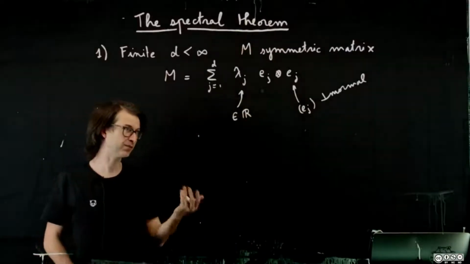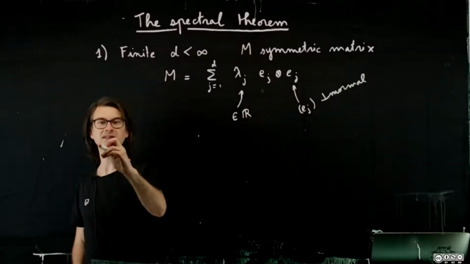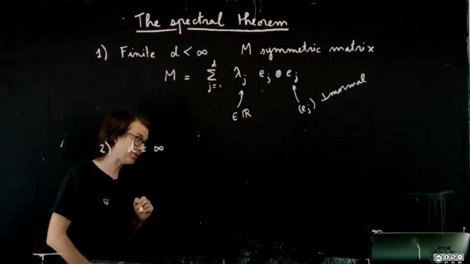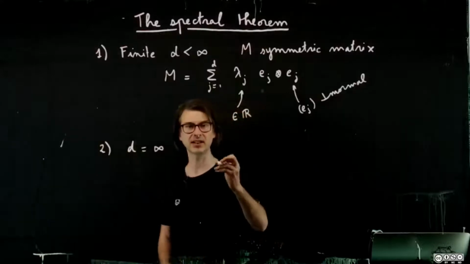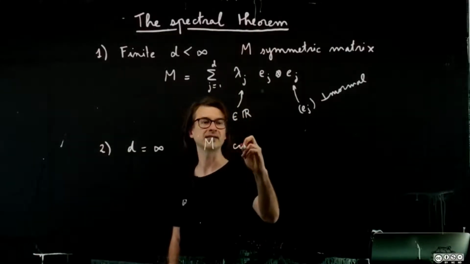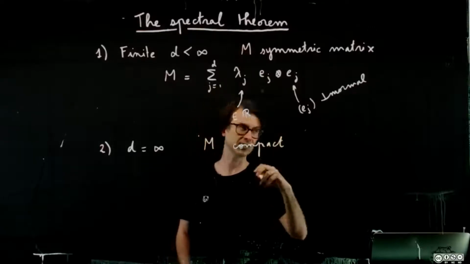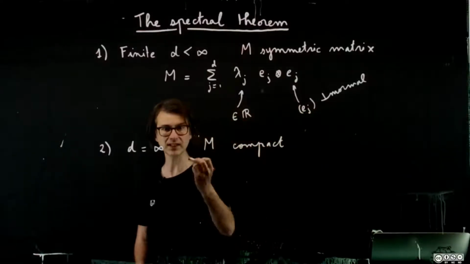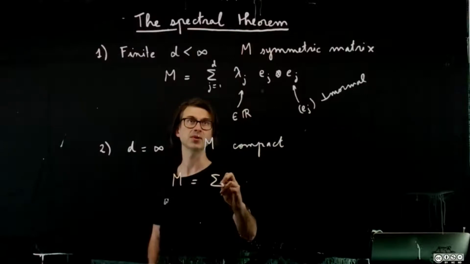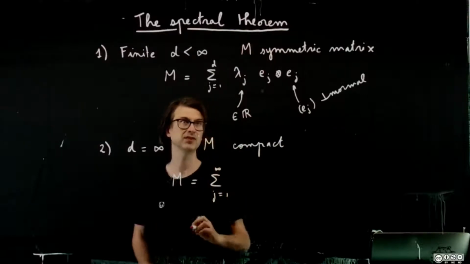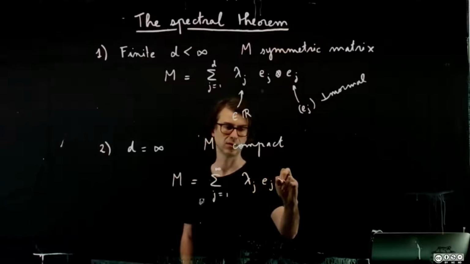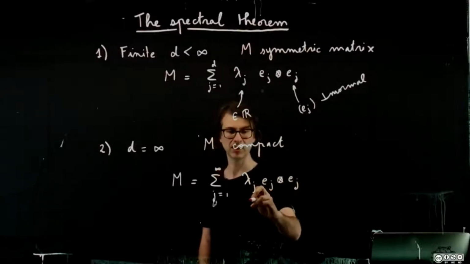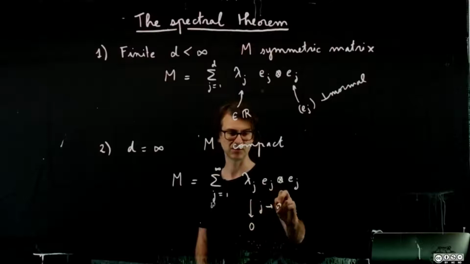So now let's move on to infinite dimension. In infinite dimension, the easier case, so dimension d equals infinity, is when you have only discrete spectrum, and that's the case, for instance, if M is compact. So M is a compact operator on a Hilbert space which is self-adjoint. Then you can also write M as the sum, this time the sum goes to infinity. And the only difference is that now the lambda j go to 0 as j goes to infinity.